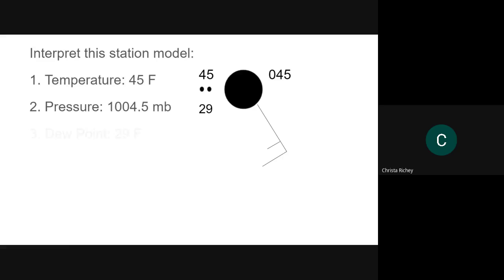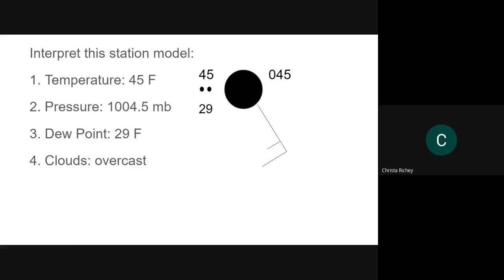Next is dew point. Dew point's the 29. It looks like I only gave you guys one dot on the side. That's okay. The cloud cover is 100% cloudy. It is overcast. The wind is moving to the southeast. Well, it's moving from the southeast to the northwest.